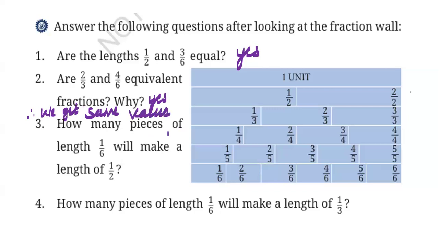Next, how many pieces of length 1 by 6 will make a length of 1 by 2? 1 by 6, 1 by 6, 1 by 6. That means 3. 3 into 1 by 6 makes 3 ones are, 3 twos are, 1 by 2. Answer is 3.